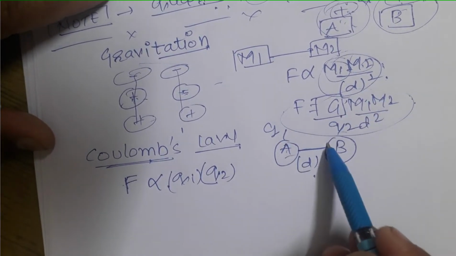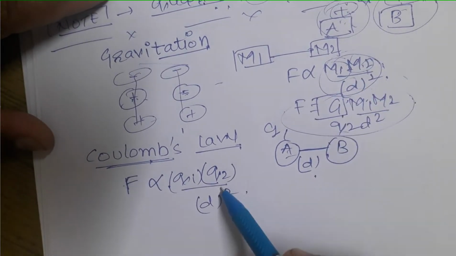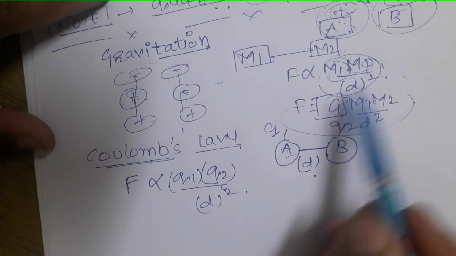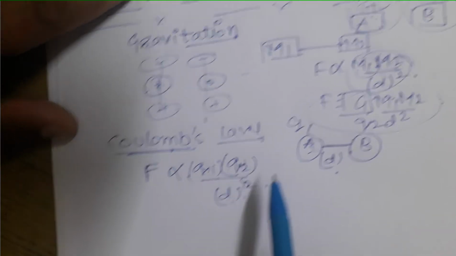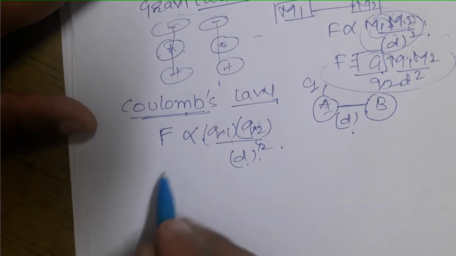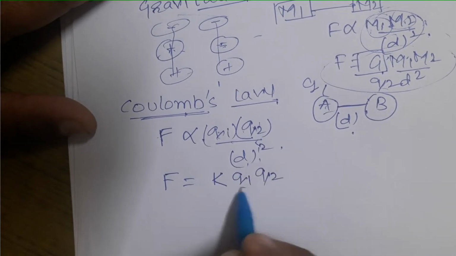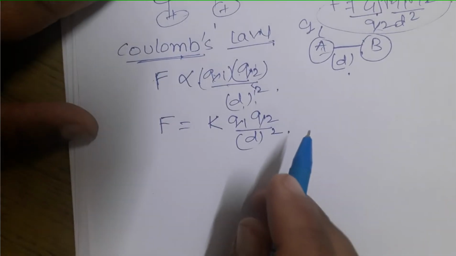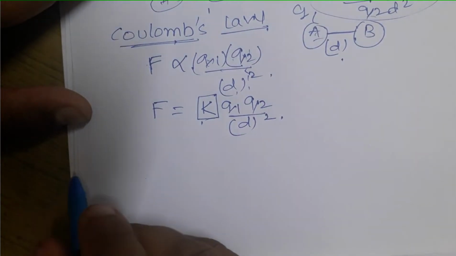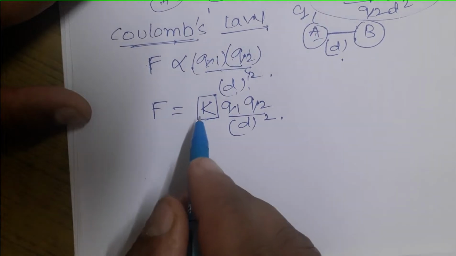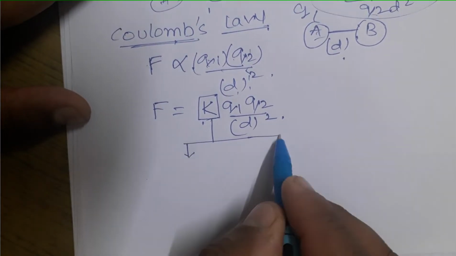Or you have written m1, m2. Now I replace that with the charges divided by distance squared. Look at this same formula. The only difference is that there you are writing the mass, but here you are writing the charges, over distance squared. The question is this constant. When you remove this, you get constant capital K, Q1, Q2 by distance squared. Now the problem is, what will be the value of K?